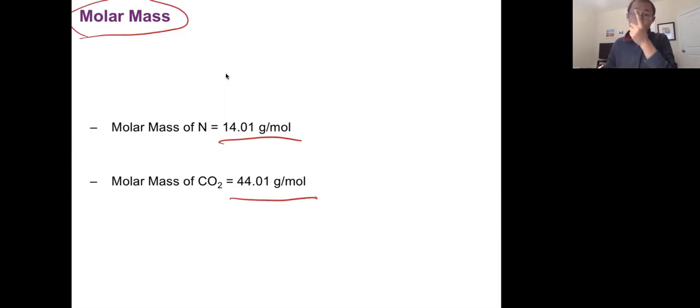The unit for molar mass is gram per mole. Per mole means what? 1 mole, how many grams? 1 mole of nitrogen, 14 grams. 1 mole of CO2, 44 grams. Does it make sense, everyone? This is the beginning of this chapter. You have to understand everything before we can move on. If not, please let me know.